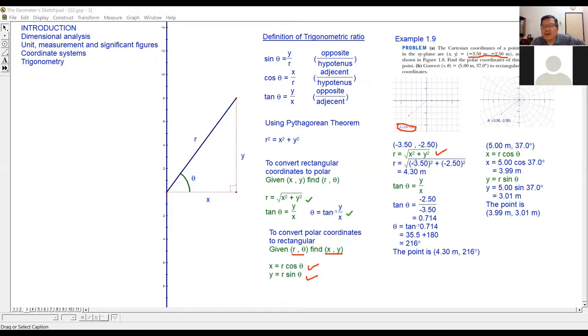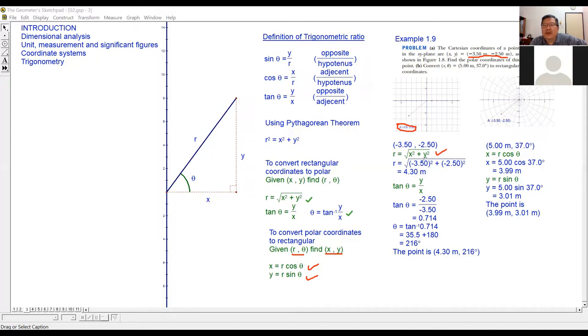So negative 3.5 squared is actually positive, then plus negative 2.5 squared. When you square it, it becomes positive. Do you know how to key this into your calculator in one step? Can or not? You know how to use the calculator to evaluate this type of calculation.